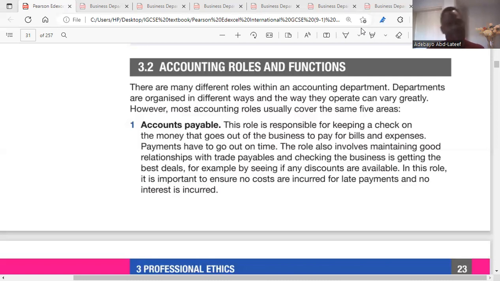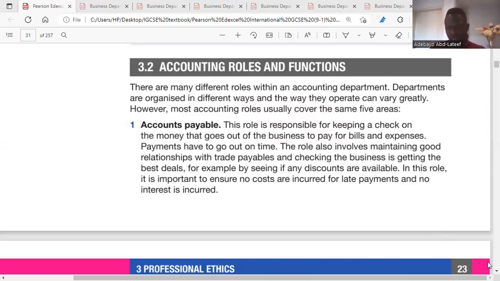So that's the first role of the accounts department. Is it clear? So that's accounts payable. Your creditors, we have to pay them. So the accounts department ensures that we check and pay them as at when due, so that we don't incur more cost through interest from them.